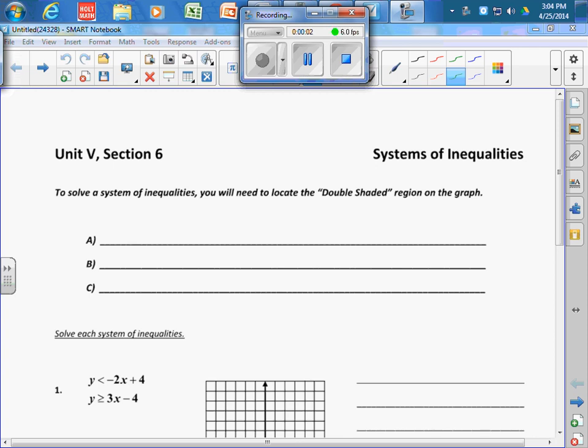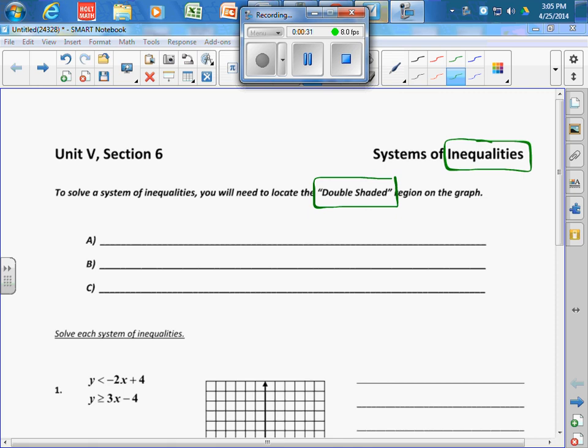Now, when we've been solving systems of equations, what we've been looking for is the point where the two lines intersect. But here we're going to be solving systems of linear inequalities. And what that means is we're going to be graphing a linear inequality and doing some shading. We're going to do that a couple of times on the same graph, and what we're looking for is where the two shaded regions overlap. Here's how we do that.